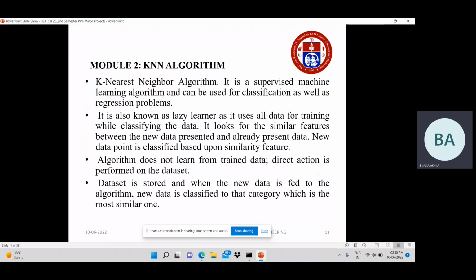The algorithm does not learn from the trained data. Direct action is performed on the dataset. The dataset is stored, and when new data is fed to the algorithm, the new data is classified into the category which is more similar to it.